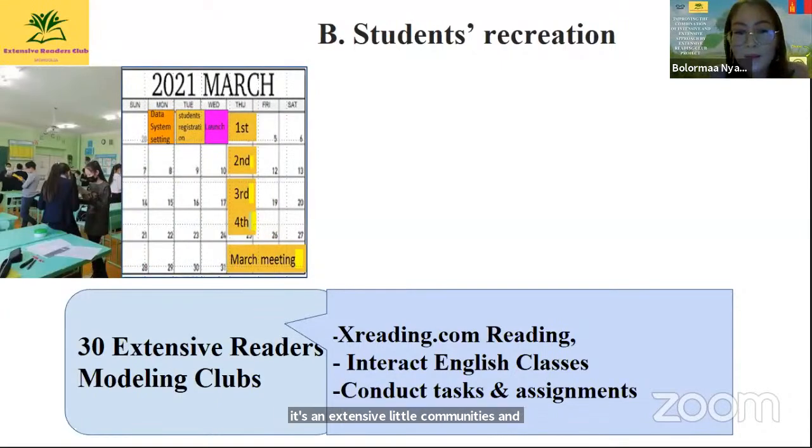After that, we made a monthly plan. The most important communication plan is to conduct 3 assignments, such as level of reading, vocabulary, and reading speed of the students. So for the next slide, we will show you more detailed information about these 3 kinds of measurements.